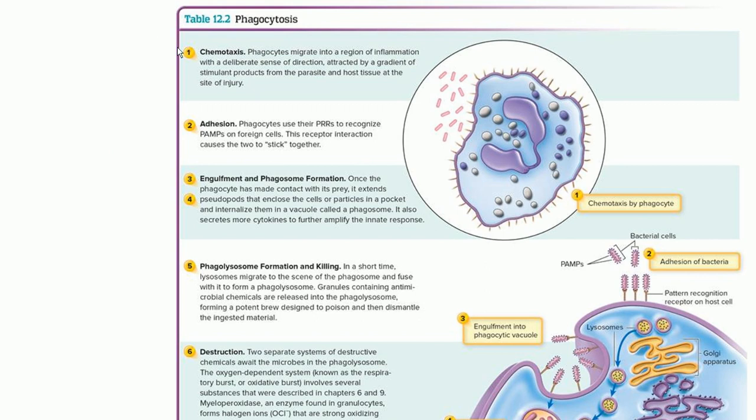First of all is chemotaxis. Chemotaxis is a process in which there is an attraction of these phagocytes, a migration of the phagocytes into the region of inflammation with a deliberate sense of direction, attracted by a gradient of stimulant products from the parasite and host tissues at the site of injury.